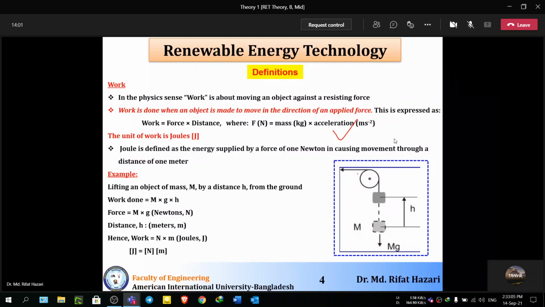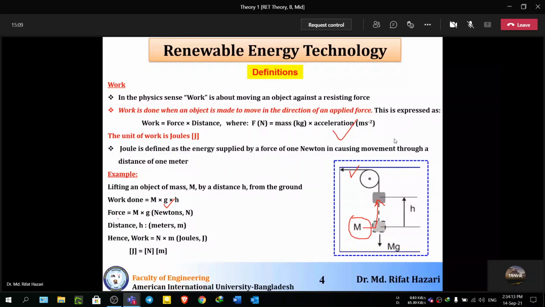Maybe you have seen diagrams like this in physics, in your HSC level, right? If you lift an object using a rope, and the object has mass m, and you lift it to height h, what will your work done be? Mass into the distance, I mean the height that you are traveling, h, and you also need to multiply with the gravitational constant. MG, right? mgh. As you are forcing the object against the gravitational force, you need to multiply the gravitational constant g. So if you lift an object to height h from a base point, your work done will be m into g into h.